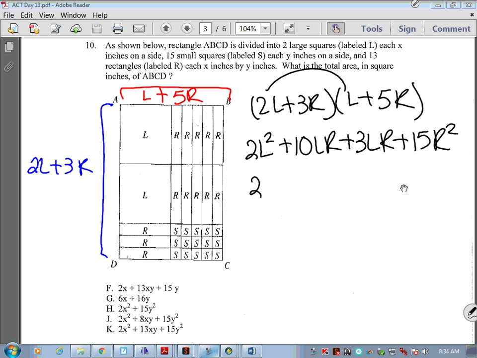Simplify that to 2L squared plus 13LR plus 15R squared. Let's see, that's where we see K, right? Now, they're substituting, right? So they're substituting L for X, and they're substituting R for Y, so I just need to go back in and show the substitution. Okay? All right. Hopefully that helps out a little bit.